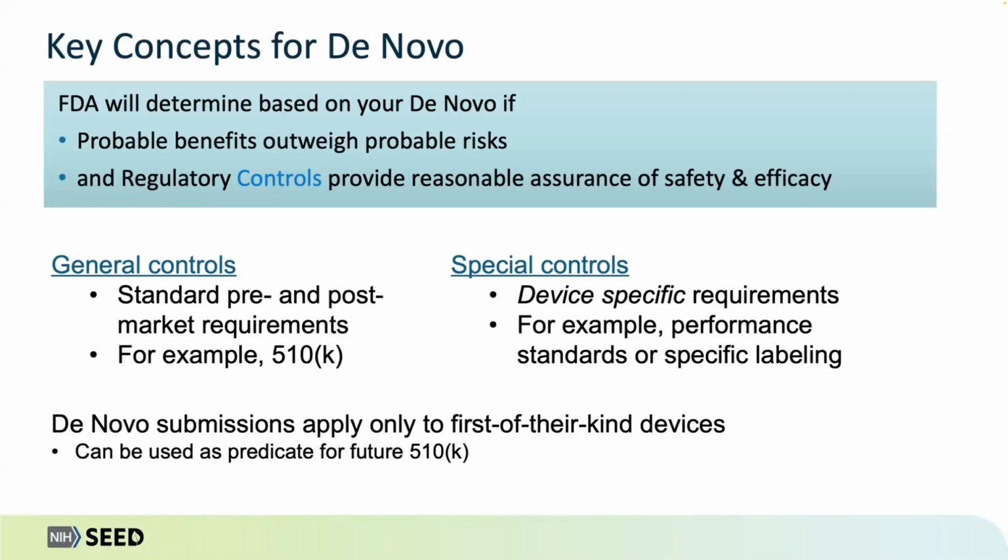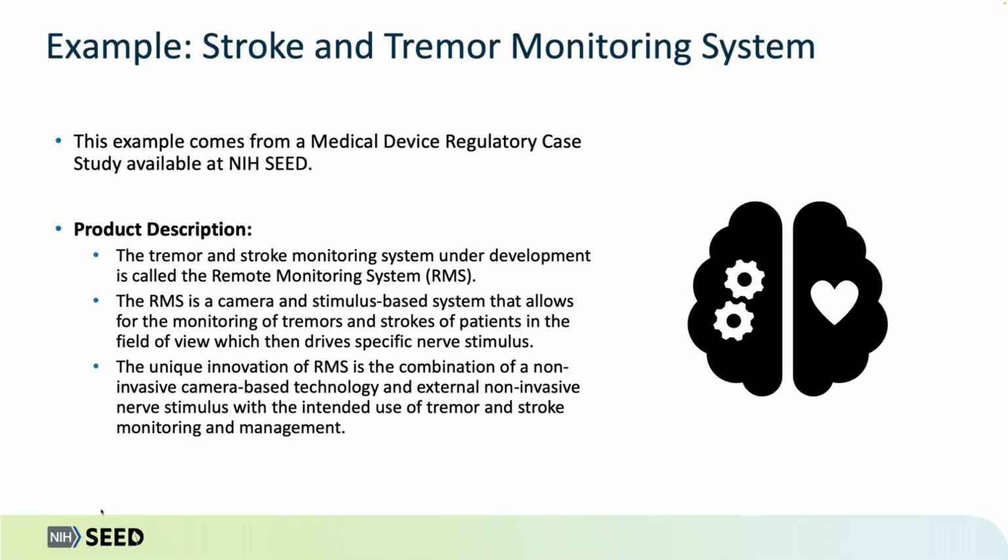Remember, to seek a de novo, you should be certain that existing devices have different intended uses or technical characteristics. Otherwise, you may be able to identify a predicate device and leverage the 510(k) pathway instead. Lastly, note that after your de novo is granted, any company, including your own, making a similar device can use the finalized de novo device as a predicate for their future 510(k)s.